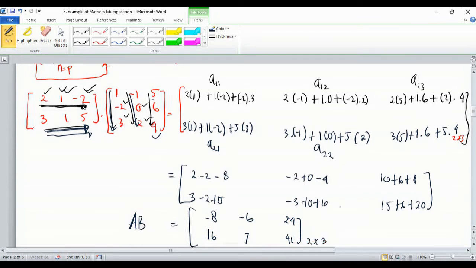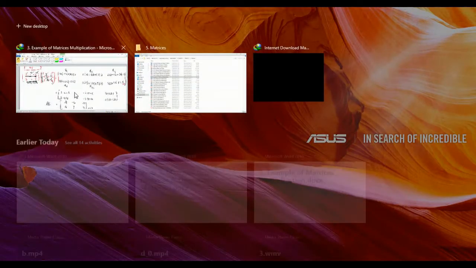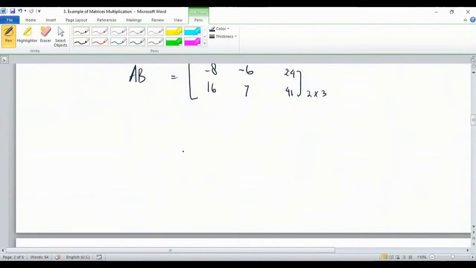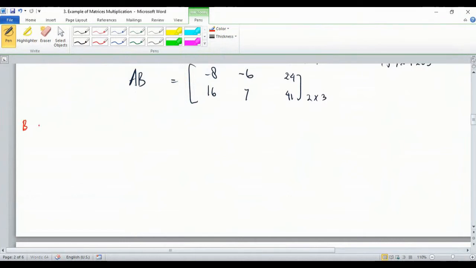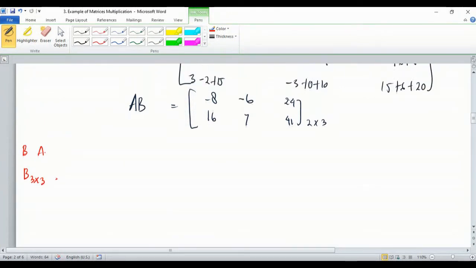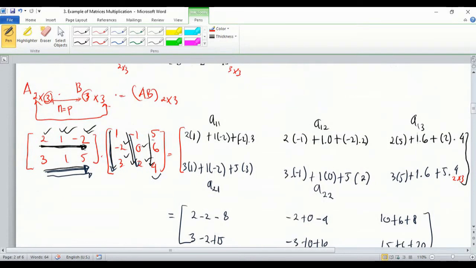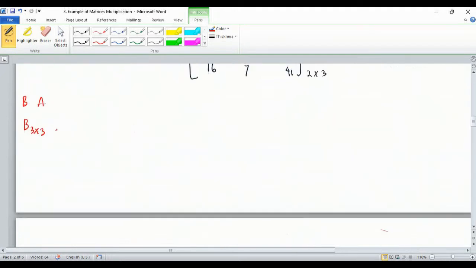Now we are looking at the second one, B times A. How about if we multiply B and A? For B and A, we go back again to the dimensions. B has dimension 3 by 3, times the dimension of A, which is 2 by 3, right?